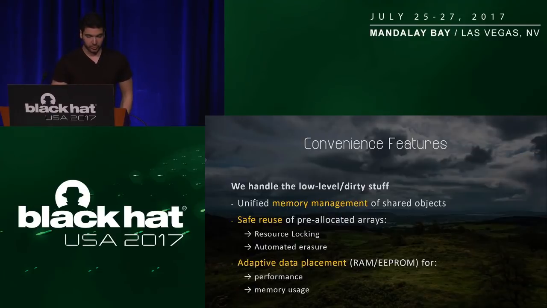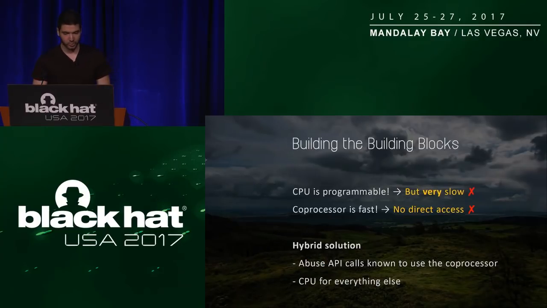In order to implement all those things, we had to handle all the low-level dirty stuff and abstract it away so that the actual user doesn't see all the ugliness going on there from the JavaCard side. So we developed a unified memory management. And we had to use safe reuse of pre-allocated arrays and also develop an adaptive data placement strategy, which can be adjusted either for performance or memory usage. Depending on if you want speed, you'll use more RAM, of which you have a limited amount. Or if you don't want to use lots of RAM, then you can use the EEPROM, and it's going to be a little bit slower. However, what's interesting is how you actually build such a library.